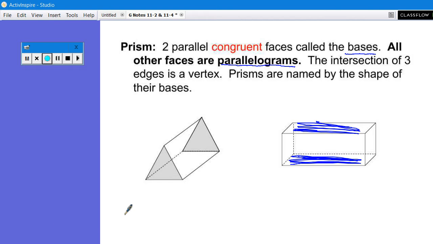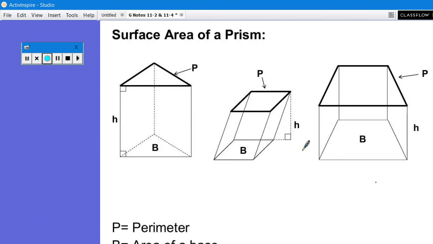So let's go from here and go to our formulas. Now when you see this, there are three different prisms right here. This is a triangular prism. This has got a parallelogram in the prism. This is a trapezoidal prism. So each one of these shapes is going to be your base when you look at these.